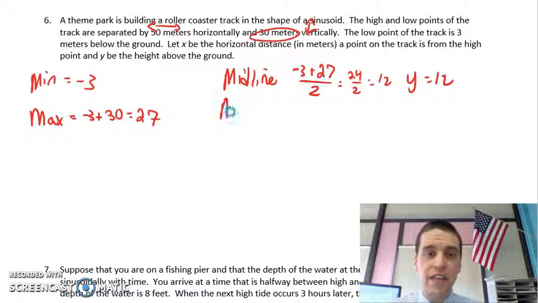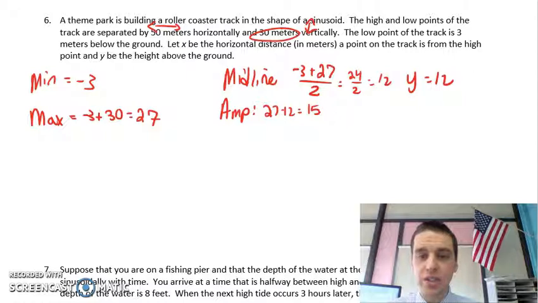And therefore, I can find the amplitude. The amplitude is the distance from the midline to the maximum. Well, 27 minus 12 equals 15. So that is our amplitude. So if we know our amplitude, we know our midline. The last thing that we need to know is our period.